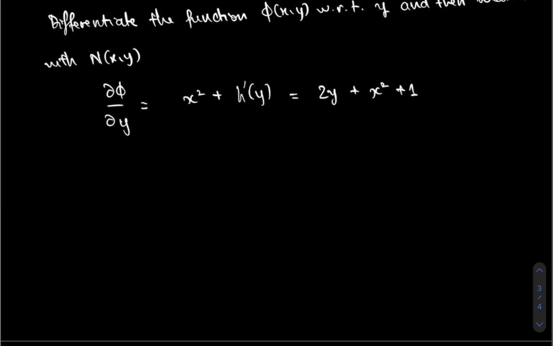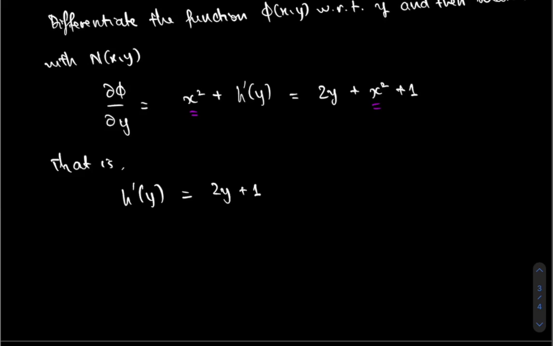Now you can compare the coefficients and the variables on both sides of these equations, and you see that you have x squared matching on both sides. What is left is h prime of y. So h prime of y will be equal to the remaining terms on the right hand side of the equation. That is, I have h prime of y equal to 2y plus 1.